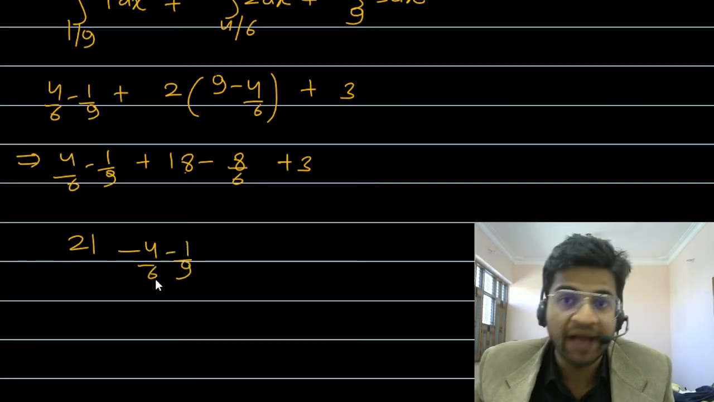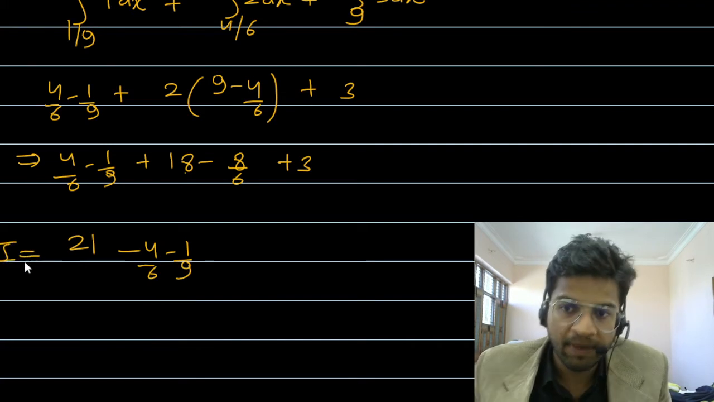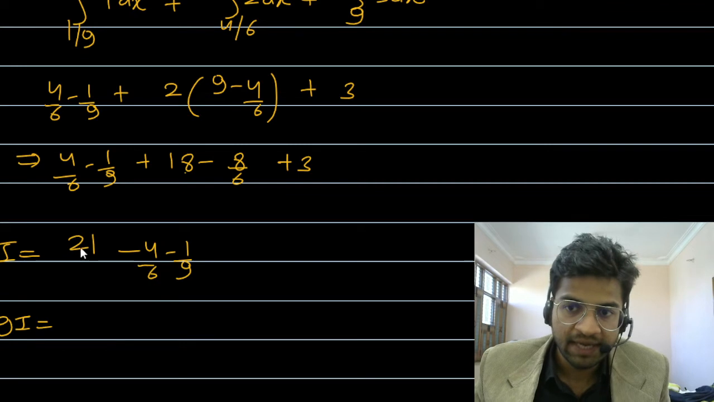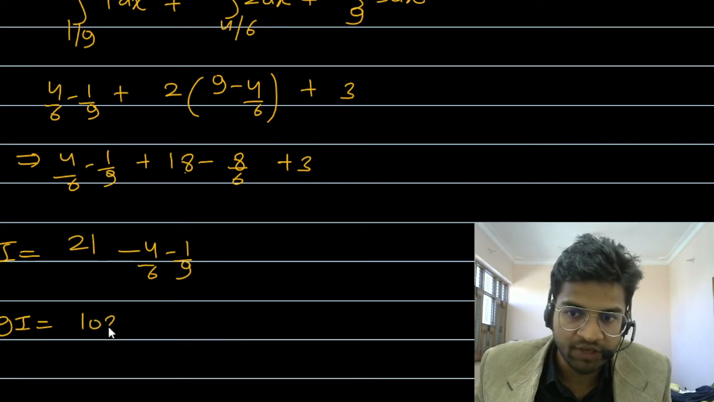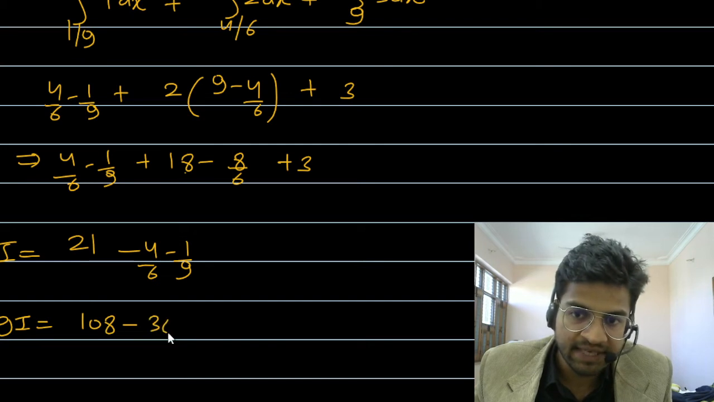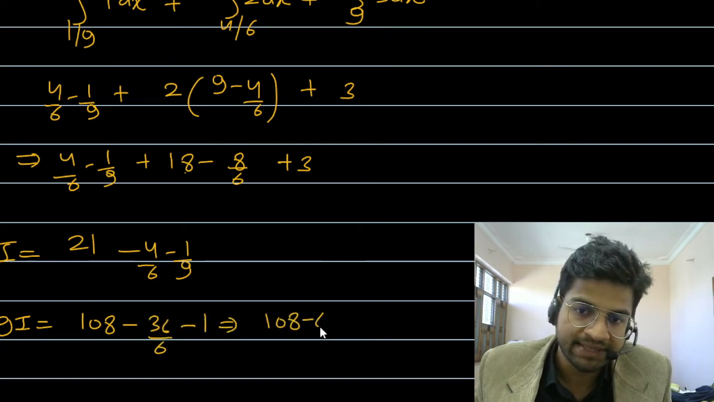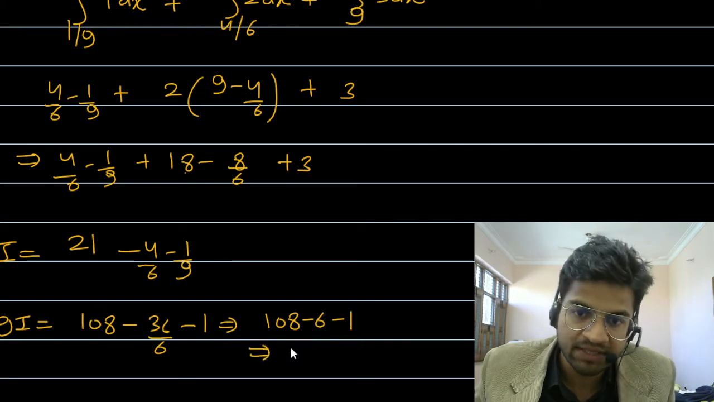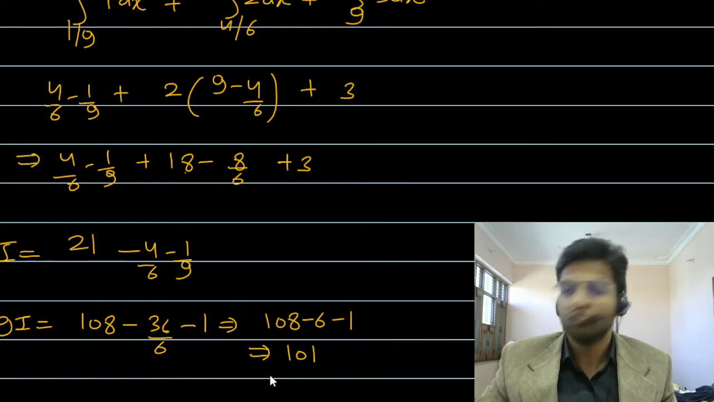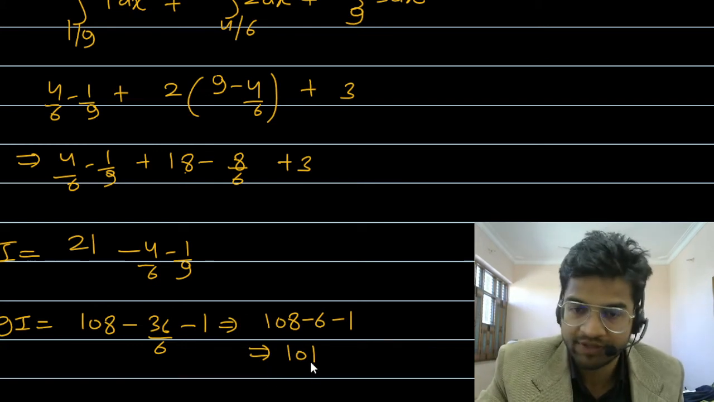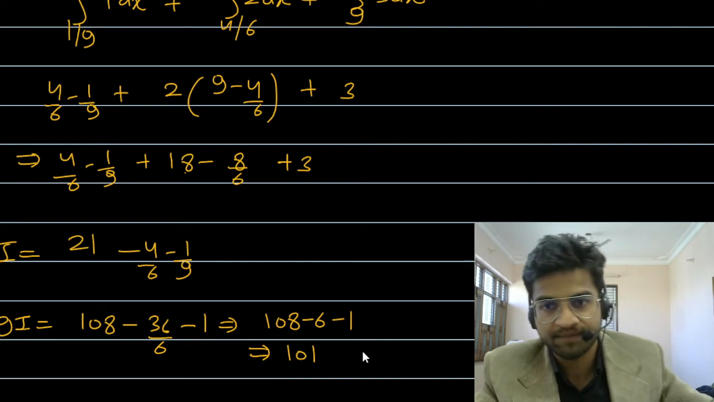This is the value of I, right? But we have to find the value of 9I. So 9I will be 9 into 21, that is 189, minus 9 into 4 by 6, that is 36 by 6, minus 1. So this is 189 minus 6 minus 1. It is 189 minus 7, and it is 101. So 101 is the answer to this particular question.